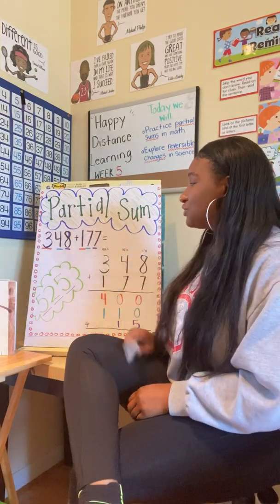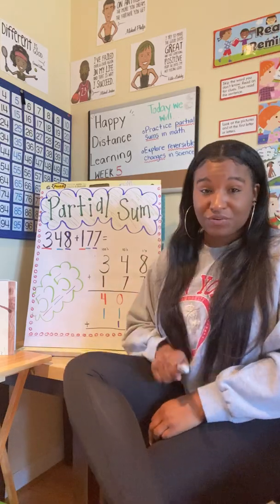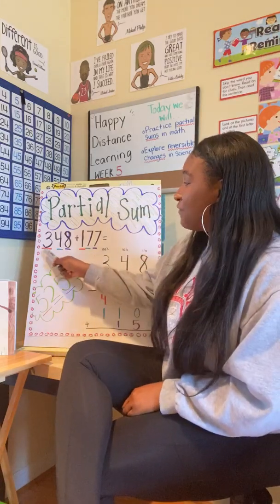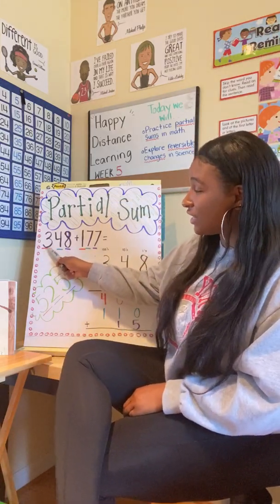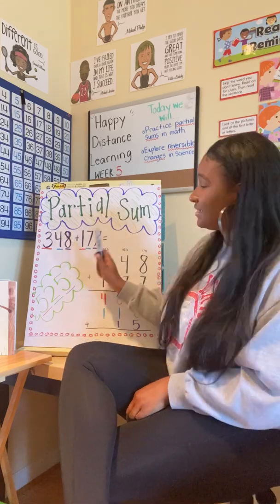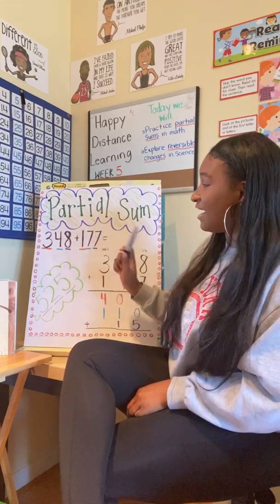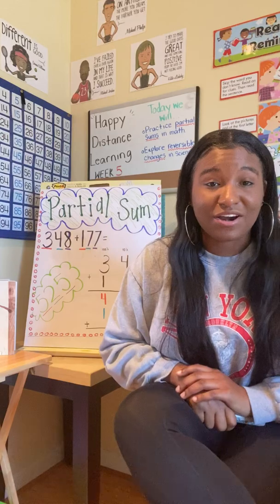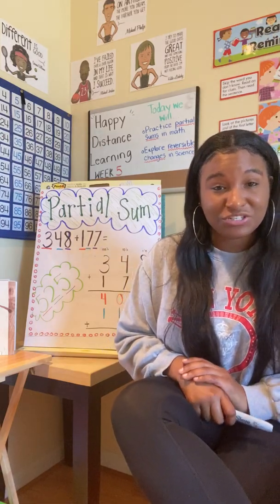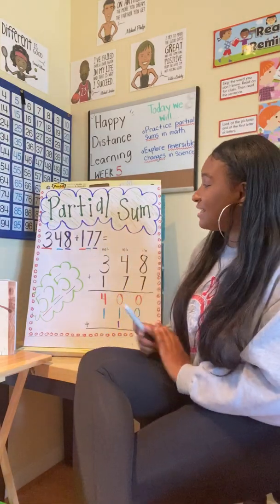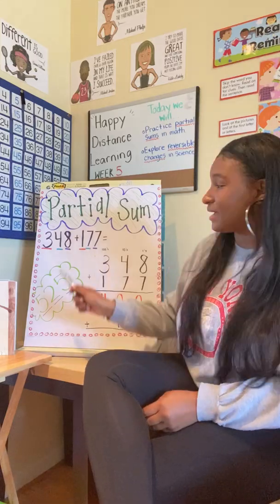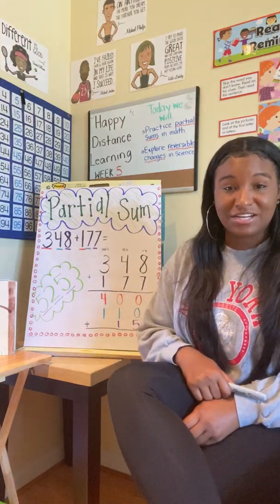When we're using partial sums, we always see 3-digit numbers. In the equation 348 plus 177, we see two numbers that are in the hundreds place. Can you see those numbers? The number 3 is in the hundreds place, and the number 1 is in the hundreds place.